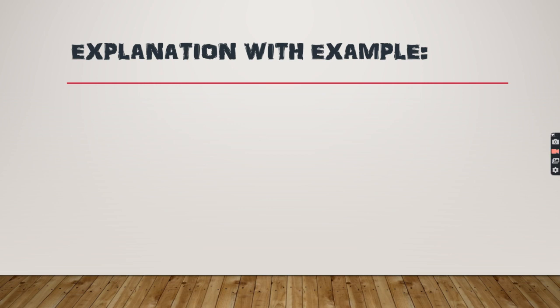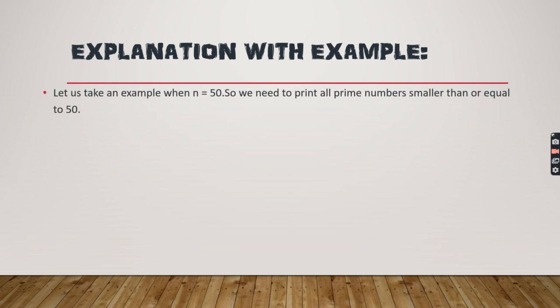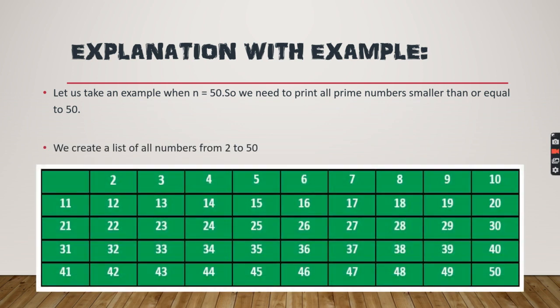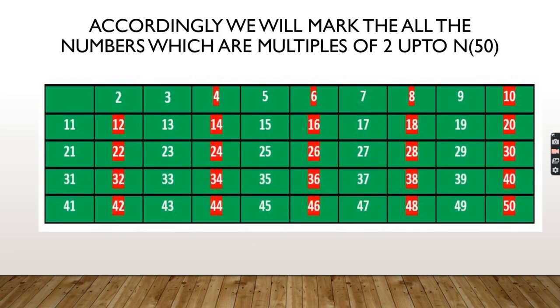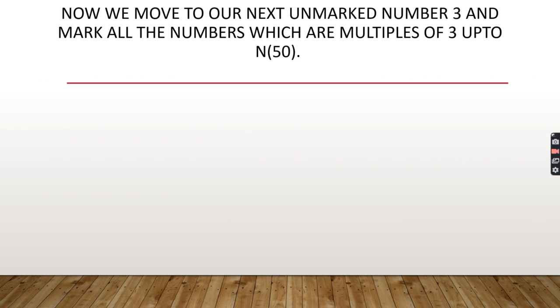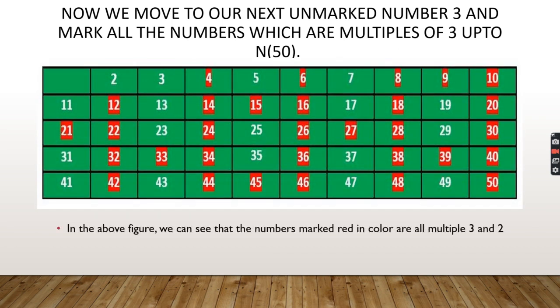In the last slide, we saw how we can find the prime numbers in a given list of numbers. Here we will be explaining the same thing with an example. For this example, we took n equal to 50. As we have to find prime numbers less than or equal to 50, let us first create a table of a list from 2 to 50. Accordingly, we can see that we have marked all the multiples of 2 up to n, that is 50. Now from the above figure, we can see all the unmarked numbers. From there, the smallest unmarked number will be taken as the next prime number. Here that is 3. So we will be marking all the multiples of 3 again up to n, that is 50.